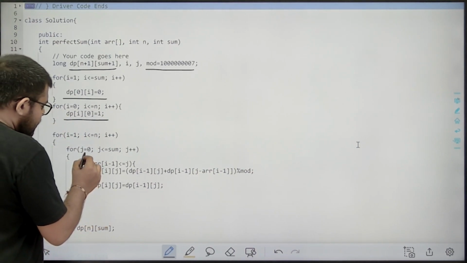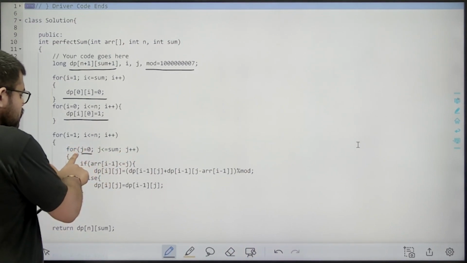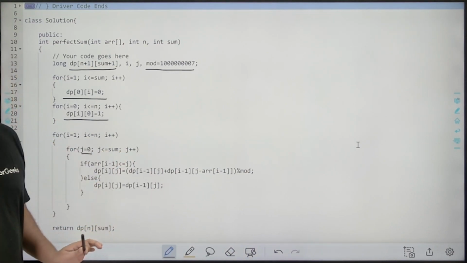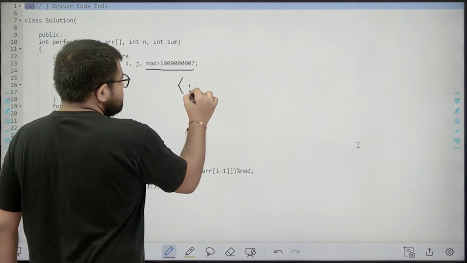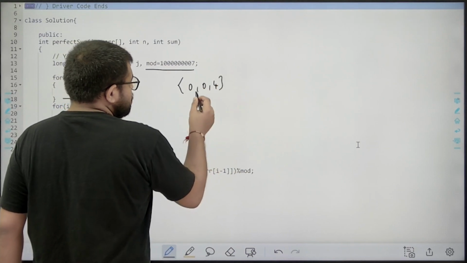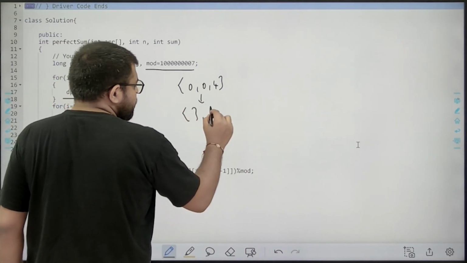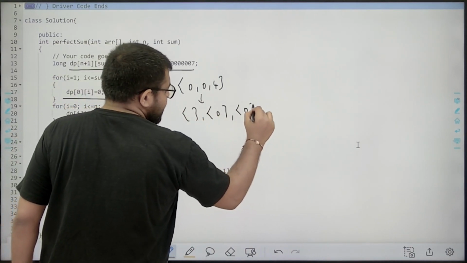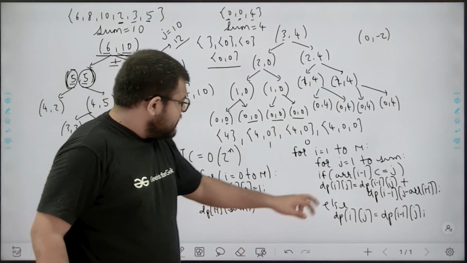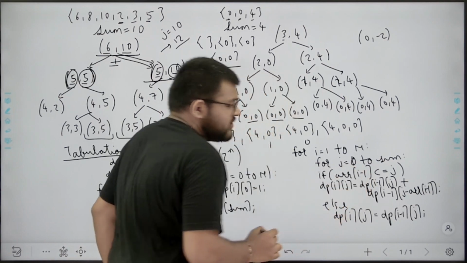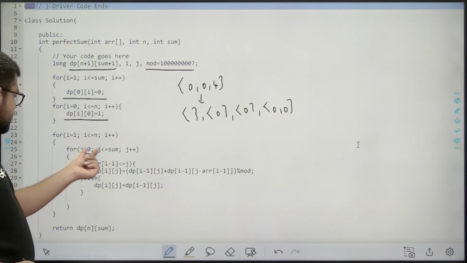Also please note that I have taken here j equals to 0 and not j equals to 1, right? During the concept part I said j equals to 1, but it would start from j equals to 0. Why? Because as I said, there can be cases when we have 0 in the subset. So if this is the set, then to obtain sum 0 we have 4 possibilities, 1, 2, 3 and 4. So here I said j equals to 1 to sum, but it would actually be j equals to 0 to sum.